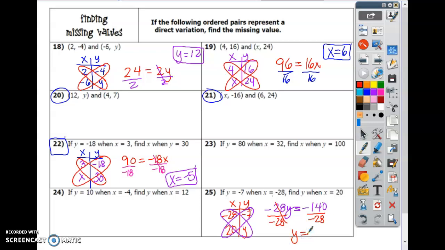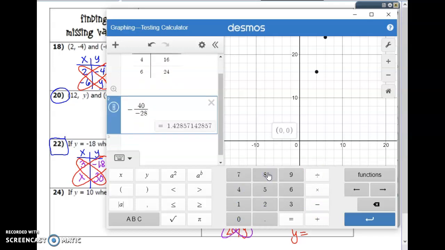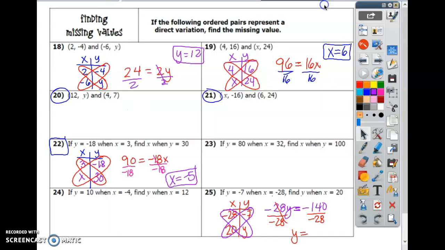Y equals -140 divided by -28. -140 divided by -28 gives you +5. So y would have to be 5 for this to be a proportion. Okay, direct variation is a proportion because it goes through the origin.